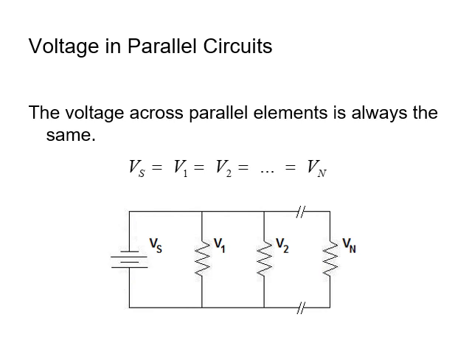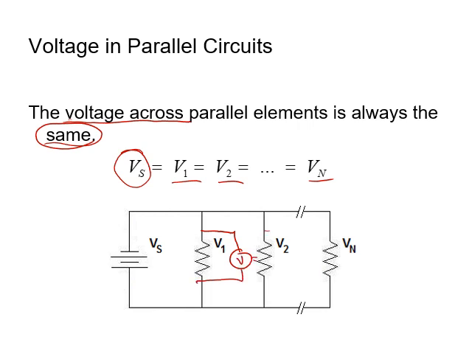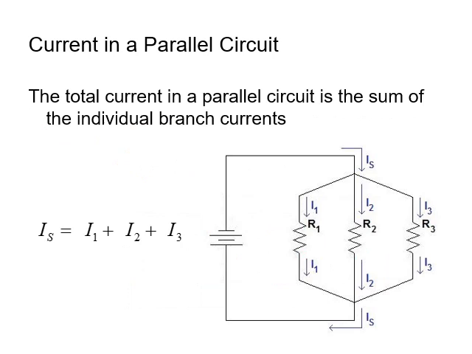So the key item is that the voltage is constant. The voltage drop across parallel elements is always the same. So Vs is equal to V1, V2, up to Vn. So V across this resistor, if I get a voltmeter here, is going to be the same as V across this resistor and across this resistor. So the voltage doesn't change. What changes, as we said, is the current. So Is or I total is equal to I1 plus I2 plus I3. It's like this big current comes and then it splits here, here, and here.